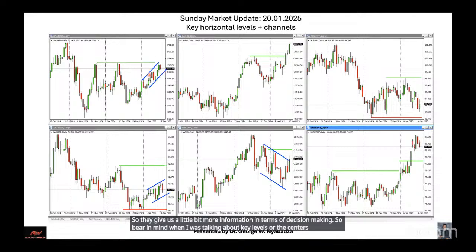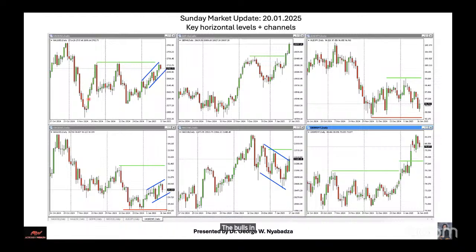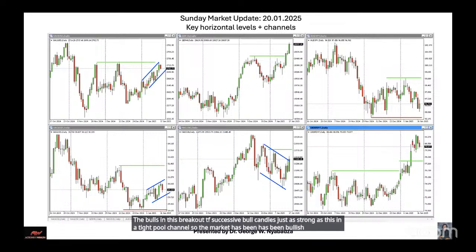Now, they're interesting channels. We get back to gold. Since the beginning of the year, we've been in a tight bull channel. A tight bull channel is strong, same forces as a bull breakout. So the bulls, in this breakout here, successive bull candles, it's just as strong as this in a tight bull channel. So the market has been bullish since the beginning of the year in this tight bull channel, taking us to this test that I was talking about.